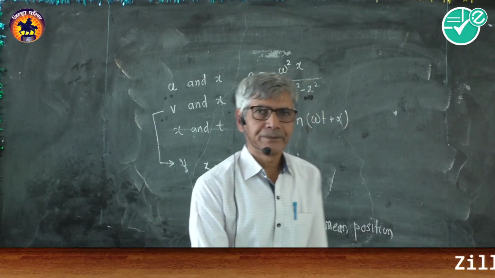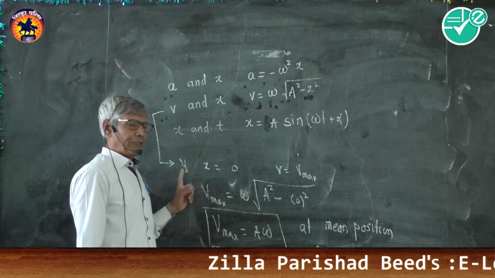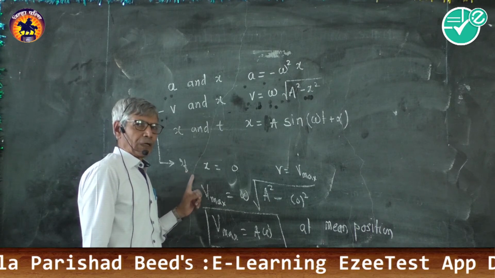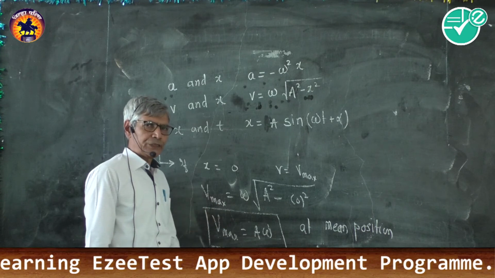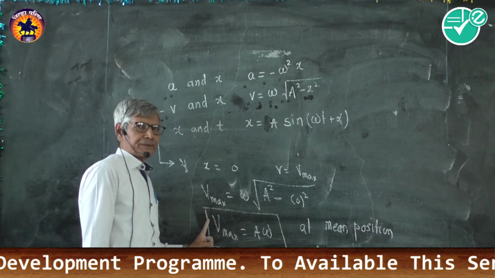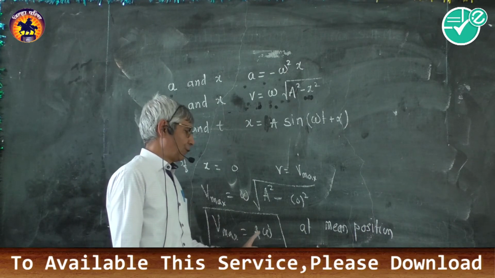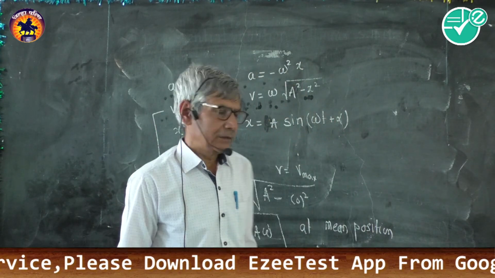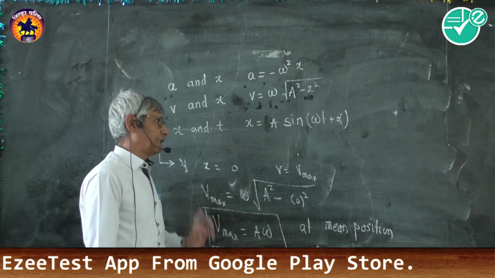At extreme position. So when the particle performing linear S.H.M is at the mean position, it will have maximum velocity, and this maximum velocity will have magnitude A omega. So these are the minimum and maximum values of the linear velocity of the particle in linear S.H.M.